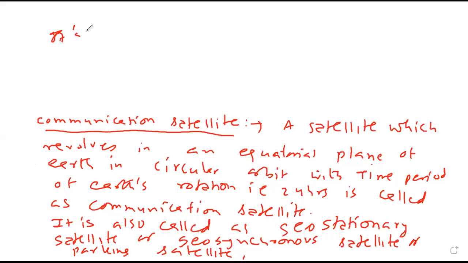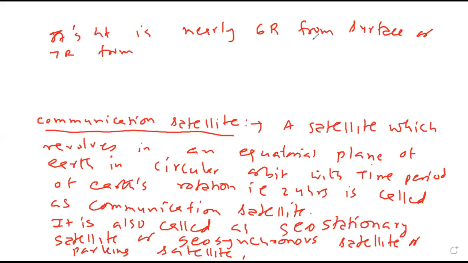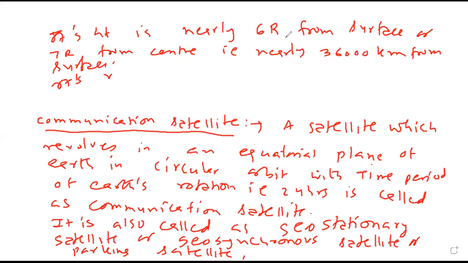Its height is nearly 6 times r from the surface, or 7r from the center. That is nearly 36,000 kilometers from the surface. Its velocity is approximately 3.09 kilometers per second. Right, this much. Now we can start with MCQ.